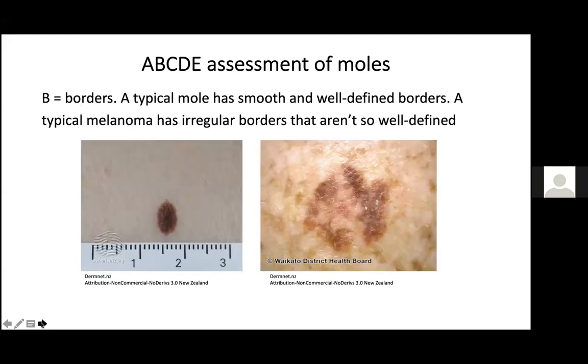B is for borders. And a typical mole has smooth and well-defined borders. So if we look at that picture on the left there, we can see the border is very well defined there. We can draw a line around that quite easily. Whereas on the right here, this is a melanoma. So typically that's got quite irregular borders. So we struggle to kind of draw around the edges of that well. It's just not very well defined. So B is for borders.